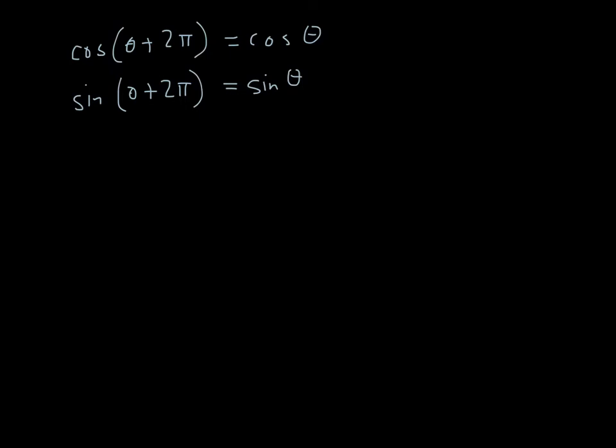Now, certainly, tangent of theta plus 2 pi will equal tangent of theta. So once again, 2 pi is a candidate for the period of the tangent function. However, it's going to turn out that 2 pi is not the smallest number that works. And here's the picture we're going to draw for tangent.